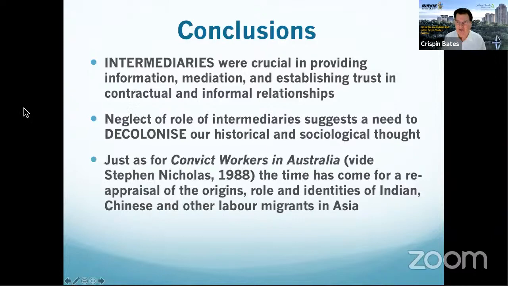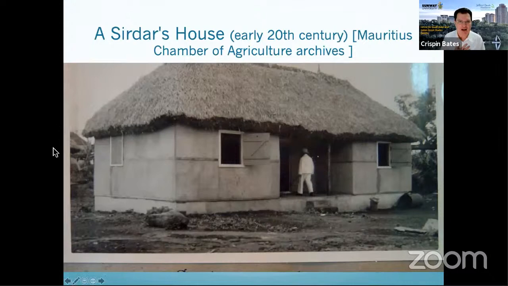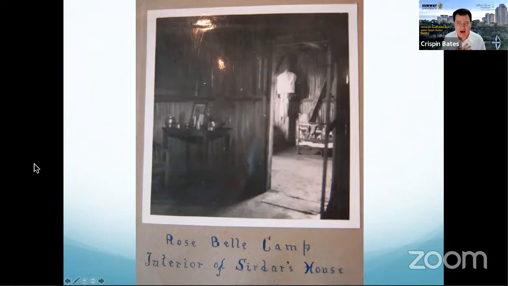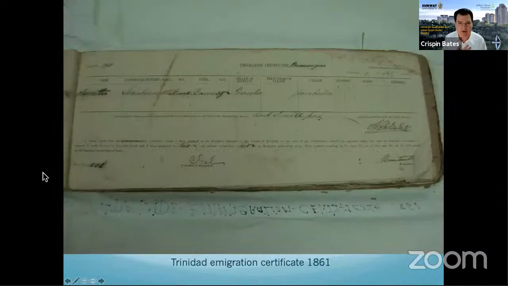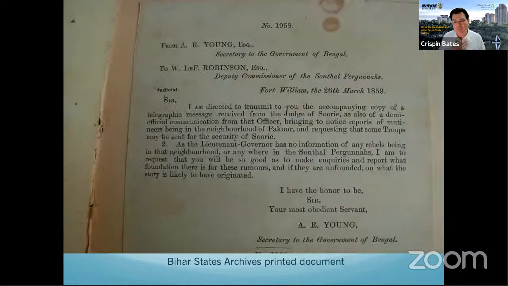And to end my talk, I just have a few pretty pictures to illustrate it. Sirdar's house from the early 20th century. The inside of Sirdar's house in the Rose Bell camp, as you can see, he has a number of brass instruments. A Mauritius ship's register from 1858, a Trinidad emigration certificate from 1861. These are the type of source materials that they used for this paper. A Guyana emigration certificate of 1865. And obviously documents from the Bihar State Archives and the UP Archives and the National Archives of India.